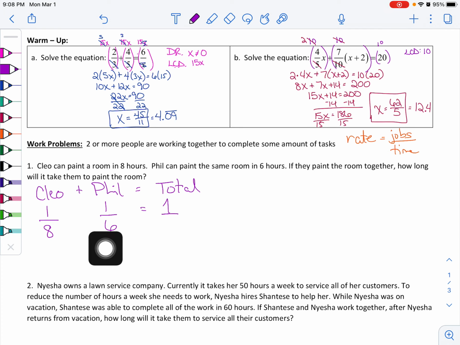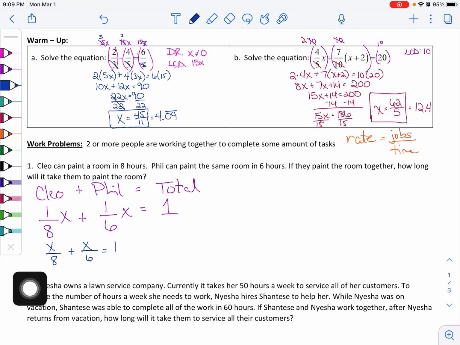So my total jobs here is one room. And what I want to do is take each of their rates and multiply it times how long it would take them to paint the room. Now, I don't know how long it's going to take, so I'm going to say X for Cleo plus X for Phil. So now I've created an equation that I can solve. So I'm going to clean it up just a little bit here, and I'm going to make this X over 8. So I took the 1 times the X here, just X, plus X over 6 equals 1.